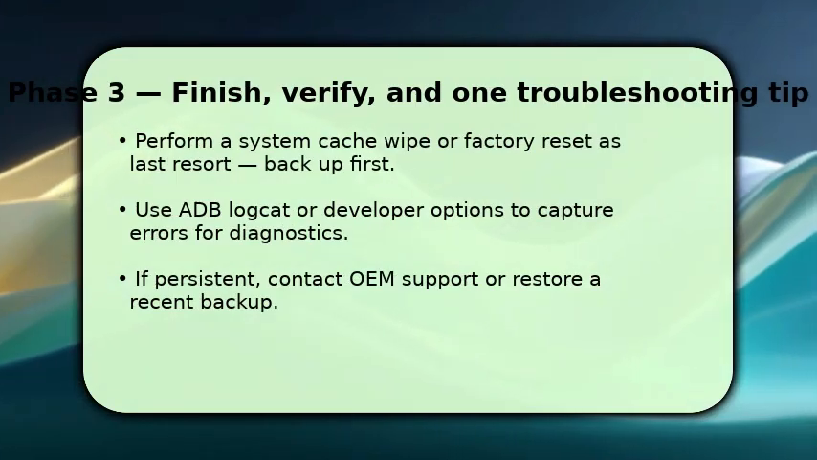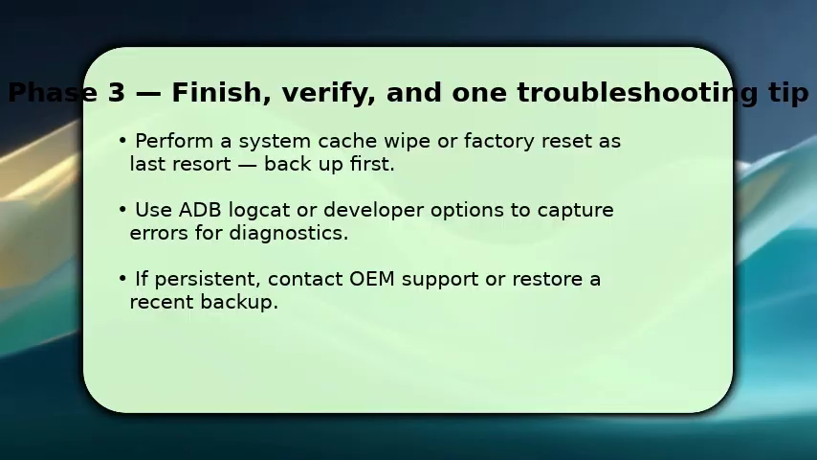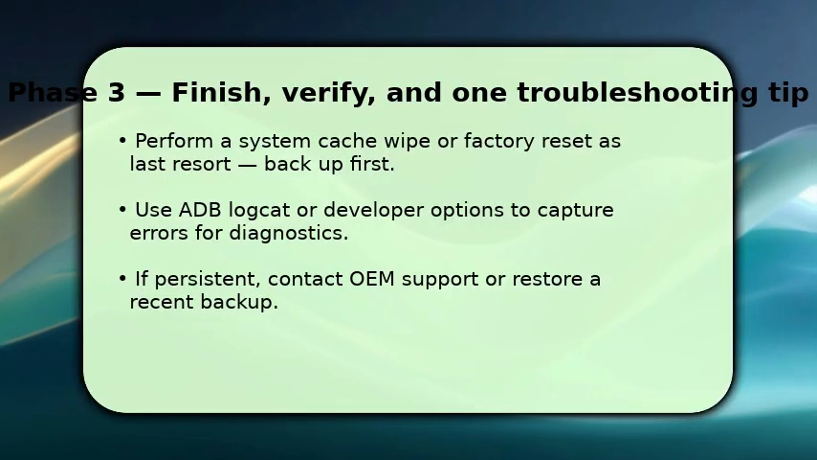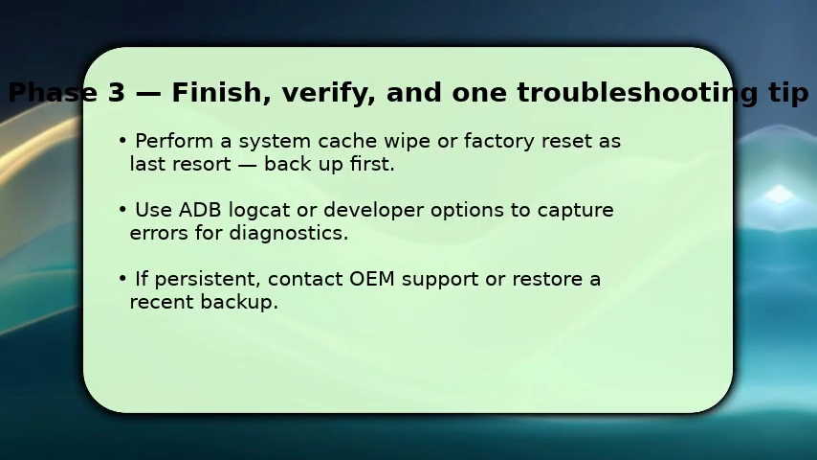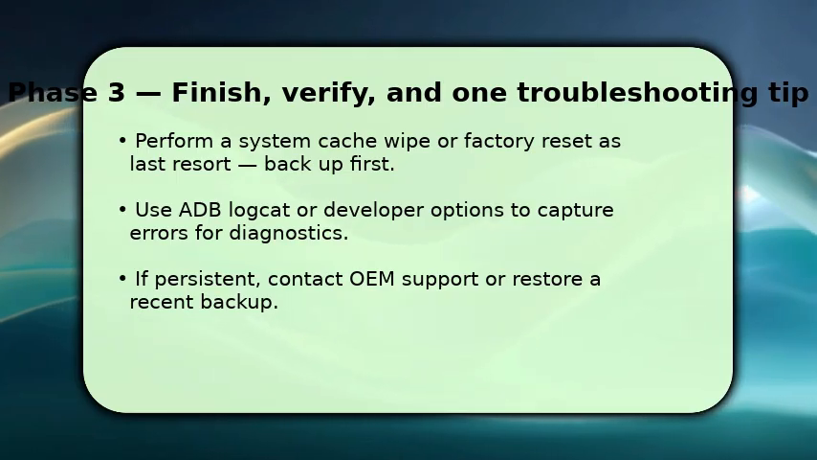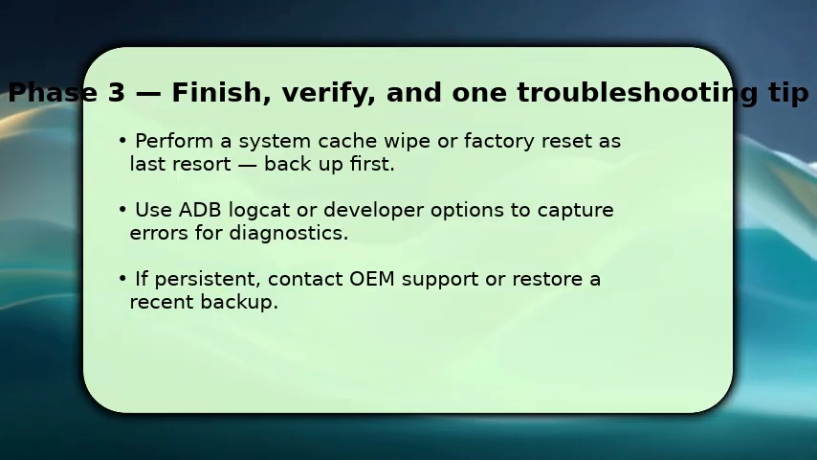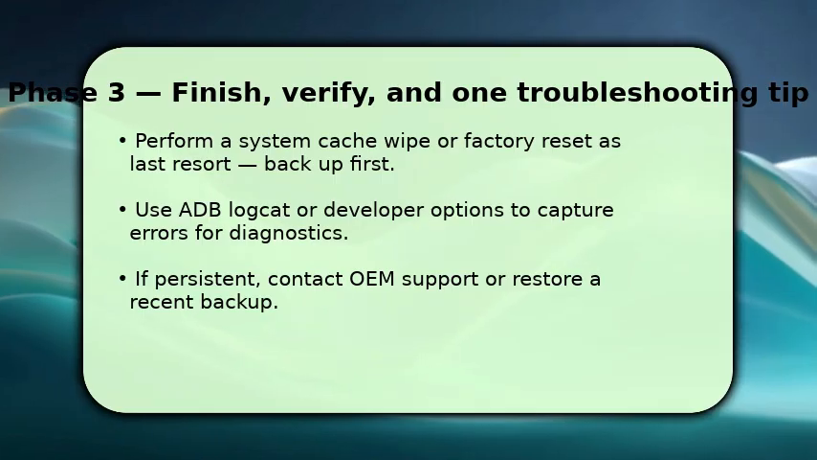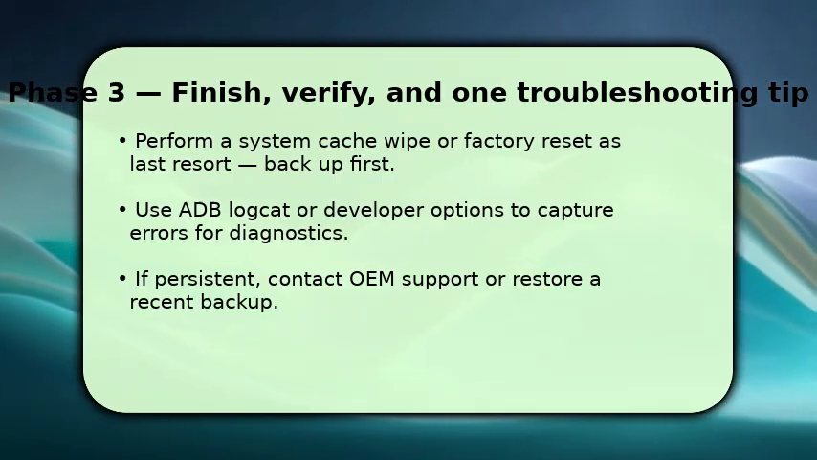Back up your data first. You can enable developer options and capture logs via ADB Logcat to identify persistent errors. These logs help tech support. Once you reset or restore, make sure to reinstall apps selectively to avoid reintroducing the culprit.